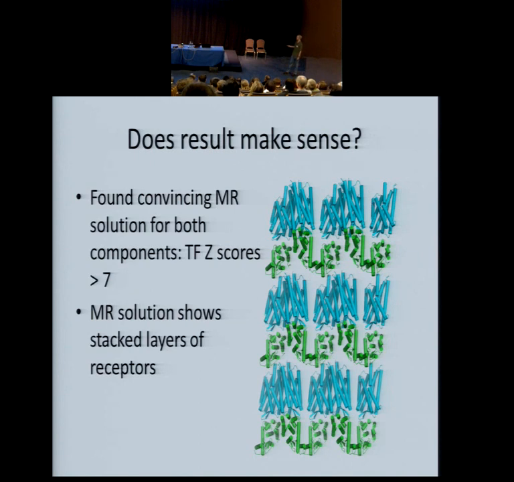We see receptors arranged in pairs that are stacked in layers. This layer here, shown in cyan, these are receptor molecules. This would be filled with lipid. And then the green layer of T4 lysozyme molecules is an aqueous layer, and it contains water and solvent. The TFZ scores for both components were quite high, just a little bit over 7. And as I said, the molecular replacement solution shows these stacked layers, which is really reassuring as an indication that the solution at least is sensible.